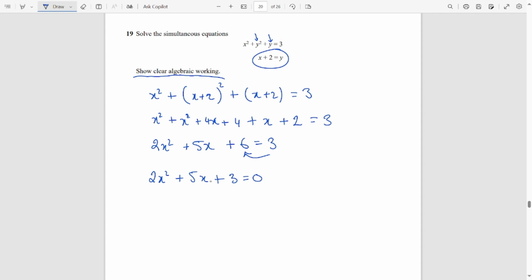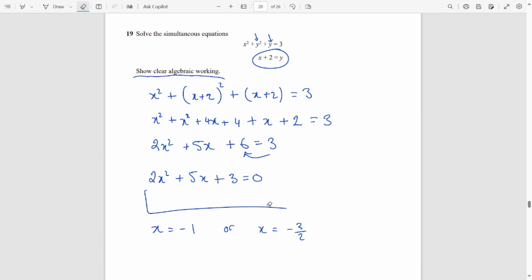Now when I have this case and I'm told to show clear algebraic working, what I actually do is first of all I do use my calculator. So if you use your calculator, you'll get x is minus 1 or x is minus 3 over 2. And then once I've used my calculator, I pretend to my examiner that I did algebraic working when we didn't really. So you've got two different options. That's why I've left a gap here. This is my space to pretend like I did some other workings out.